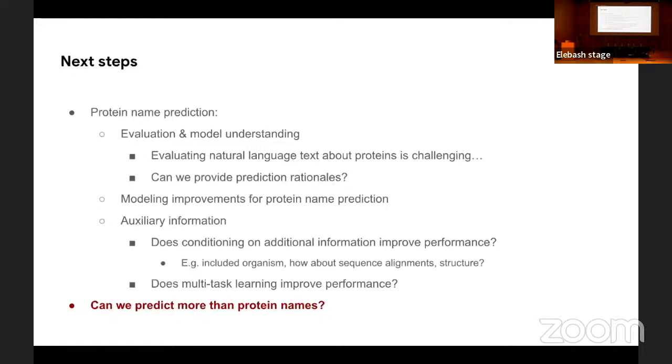Judith gave us this beautiful demonstration yesterday in her talk of really careful understanding. It would be amazing if the models could help us with that kind of endeavor. I have no idea if that would be possible, but that would be cool.